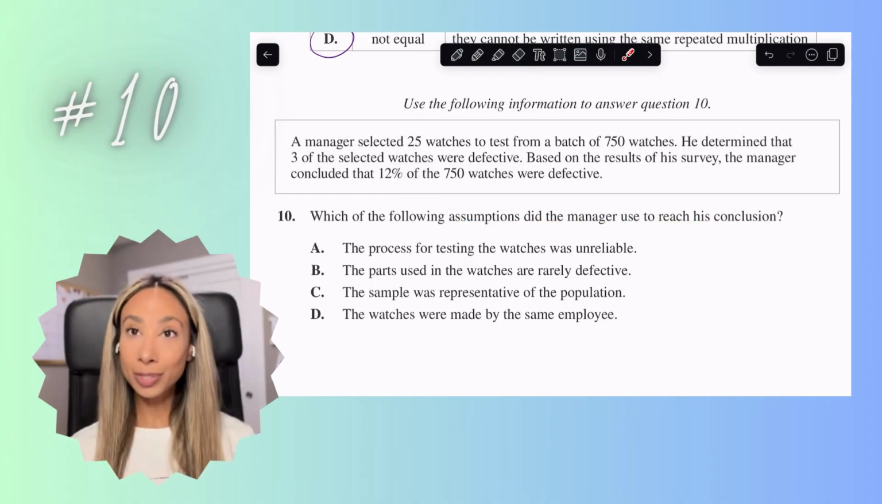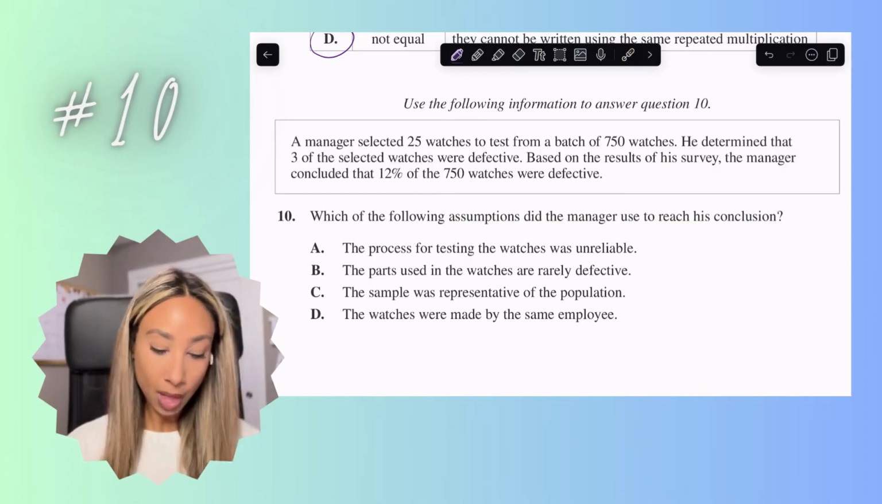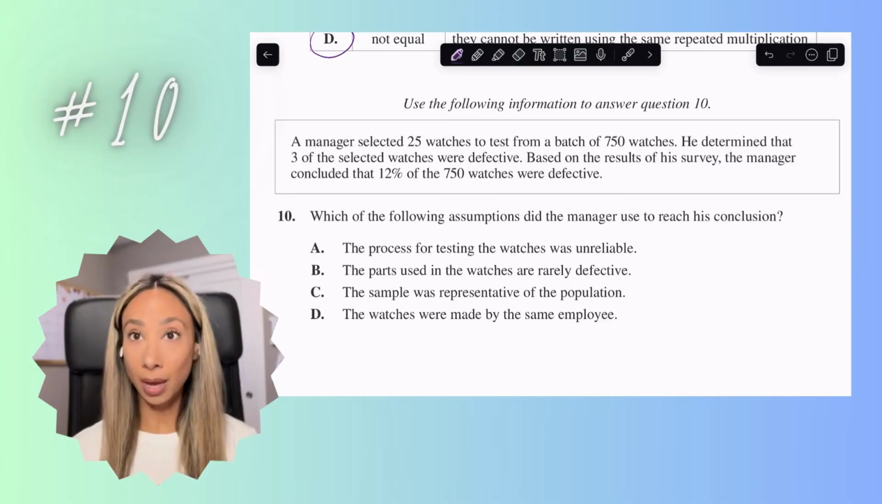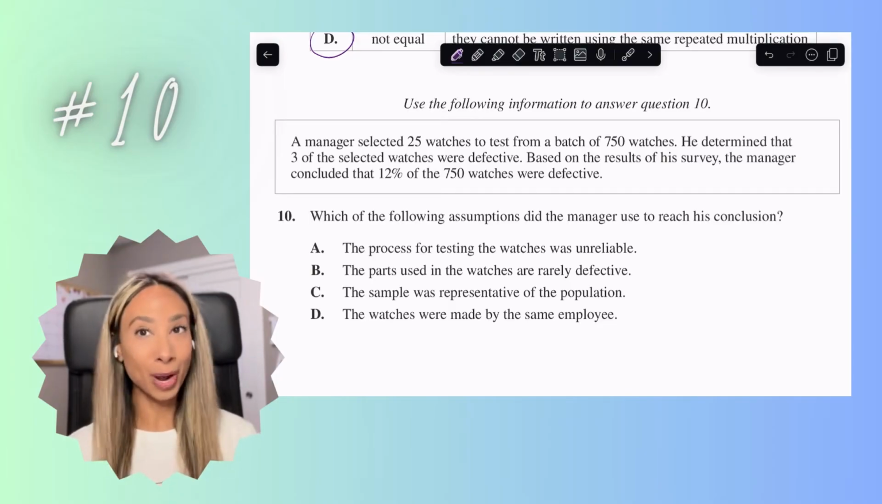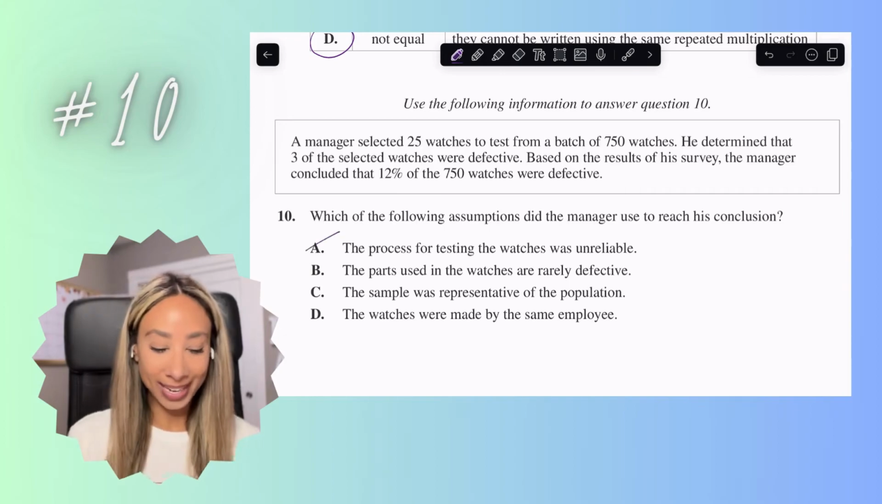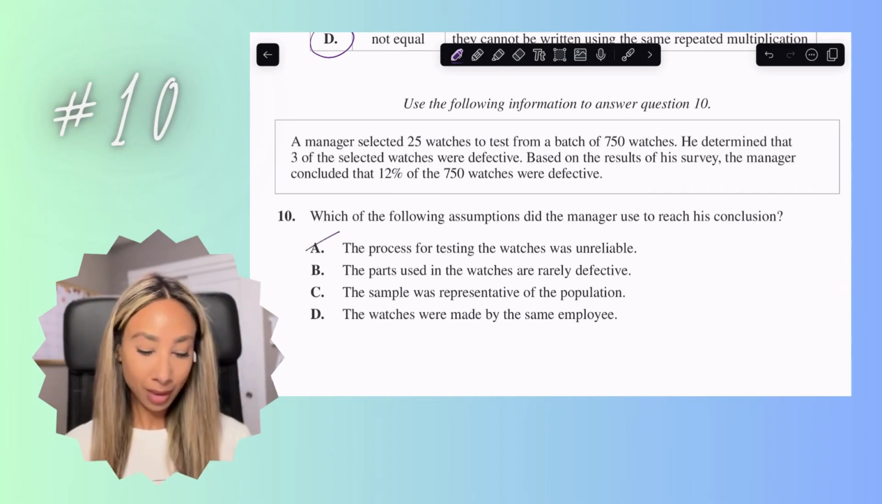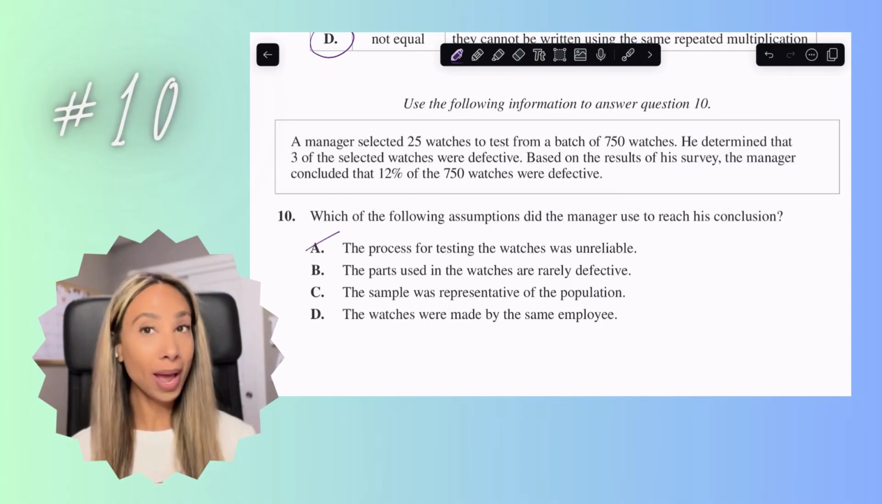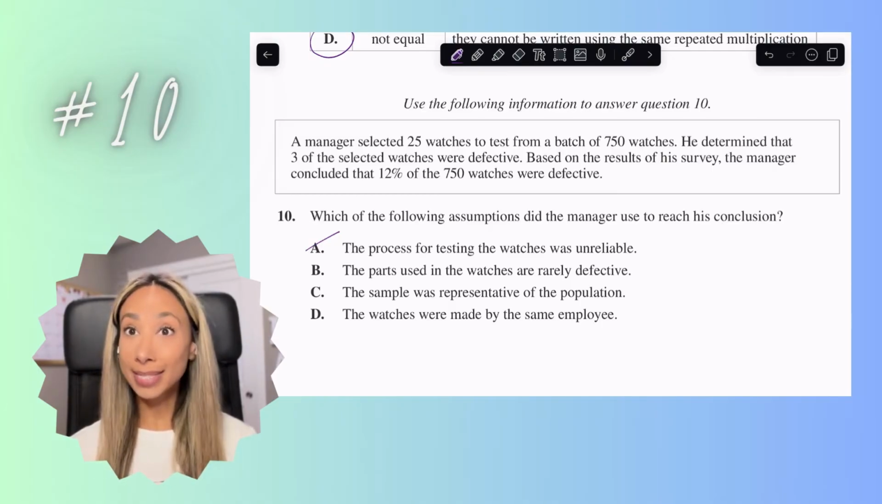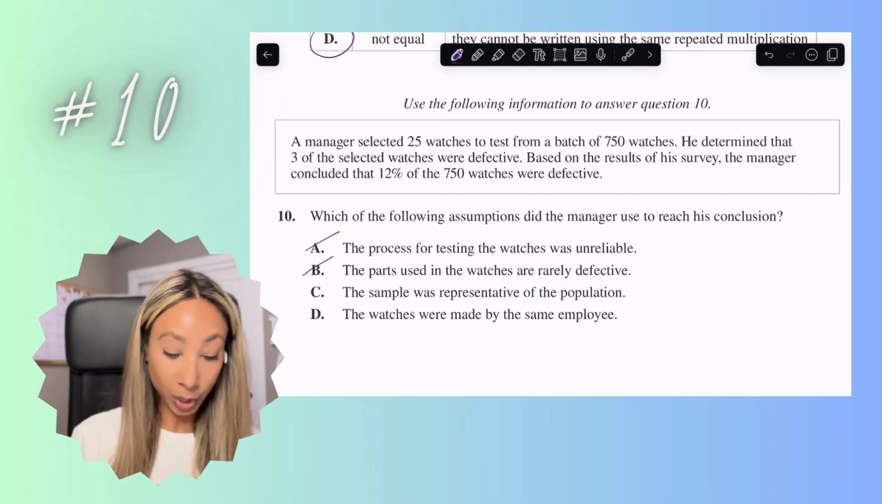So let's go through our options and decide what's going to work best here. So the process for testing watches was unreliable. Well, we actually don't know the process of what he did for testing this one, so we can't actually use that one. The parts used in the watches are rarely defective. Again, we don't have any information that indicates the parts inside these watches. So that one would not work.